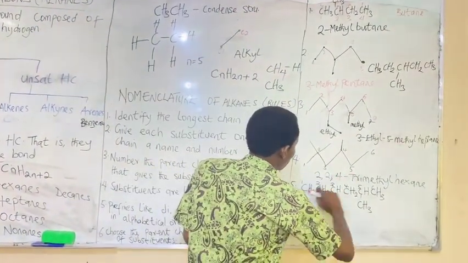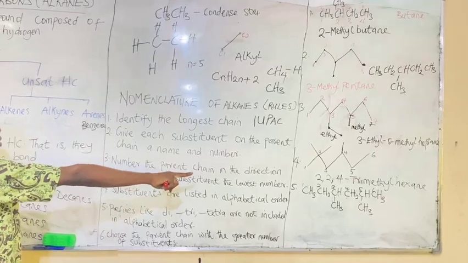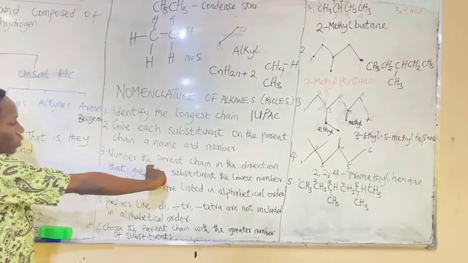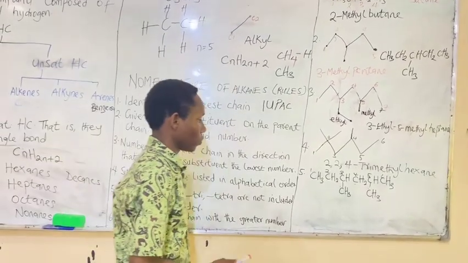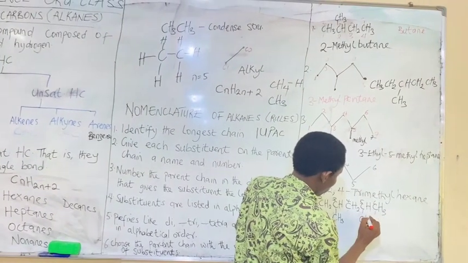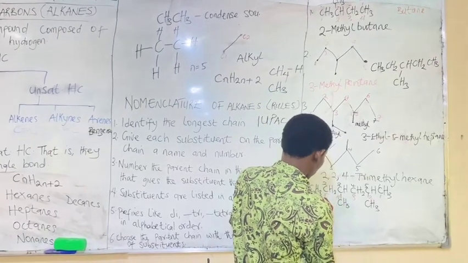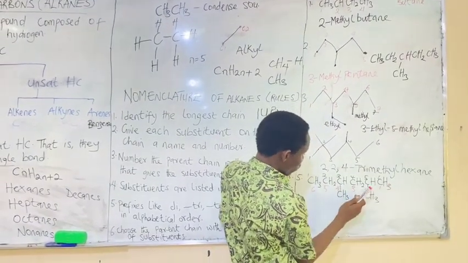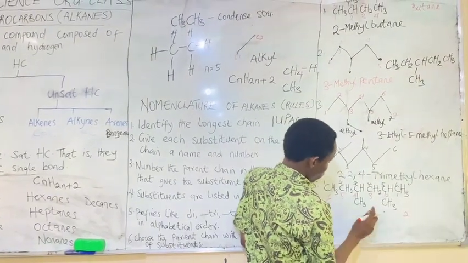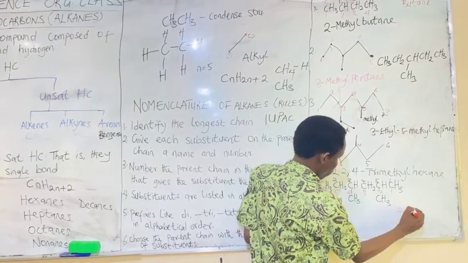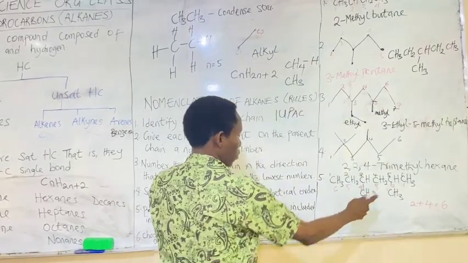Since we can number in both directions, let's look for the best number. They say number the parent chain in the direction that gives the substituent the lowest number. So let's say 1, 2, 3, 4, 5, and 6. If we are numbering this way, our first substituent would be on carbon 2. Our second substituent will be on carbon 4. 2 plus 4 is 6.